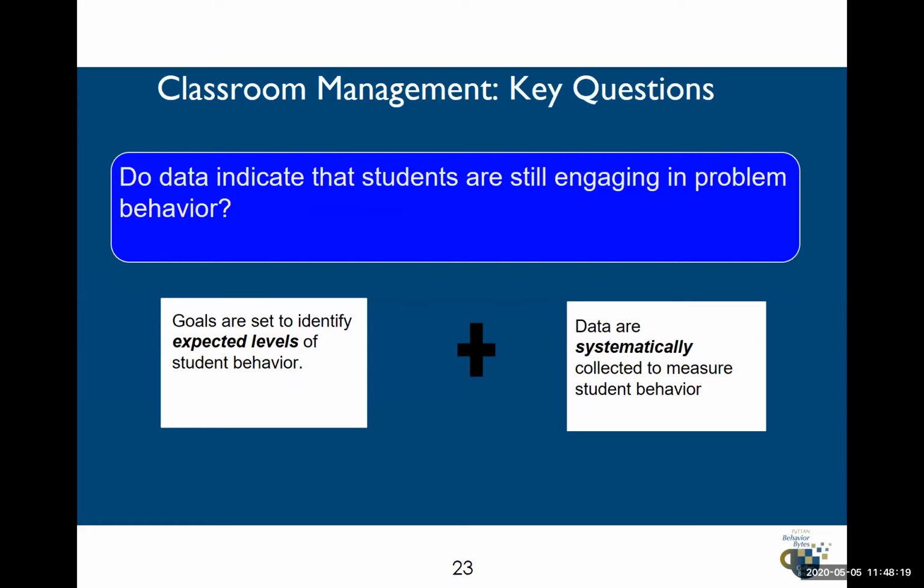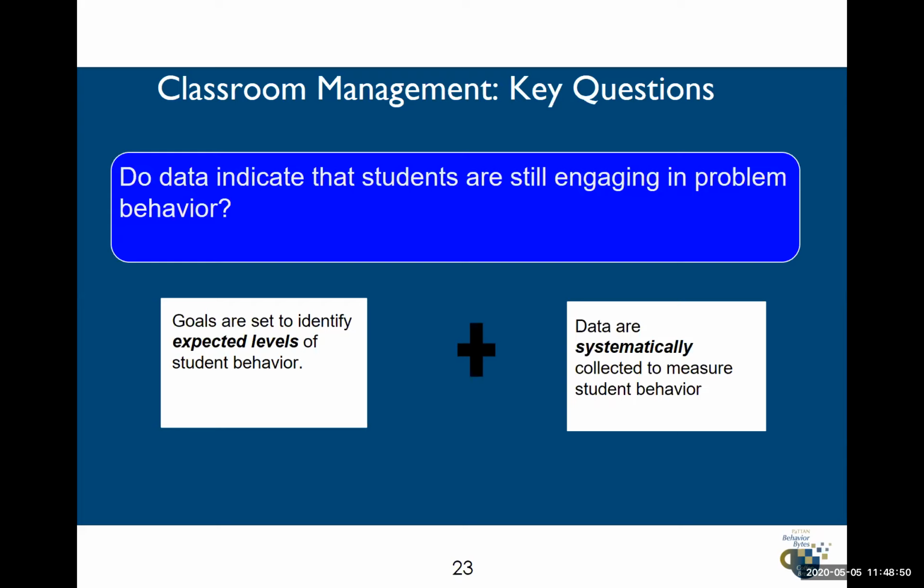And then finally, the last question is around data. So are we collecting data, and do those data indicate that students are continuing to engage in problem behaviors, or are they meeting my expectations? So one of the first things to think about, do you have a goal for your classroom? What are your expected levels of student behavior for the context of your classroom? And that's usually where you would need to start to think about, are students meeting my expectations?